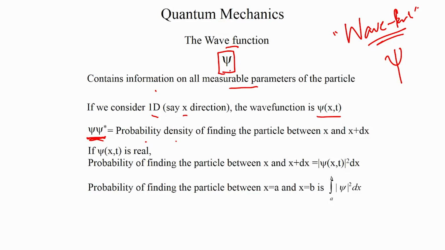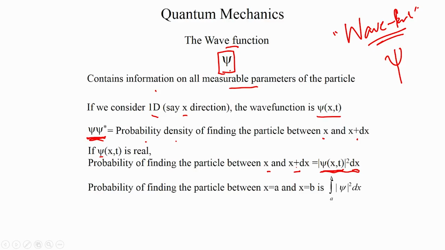of what the probability is of finding a particle between two regions, between 2 points, let us say between x and x plus dx. If psi is a real number, then this is simply psi square, and therefore the probability of finding the particle between x and x plus dx is psi square dx, because this is my probability density, and psi square dx is the total probability of finding the particle between x and x plus dx.